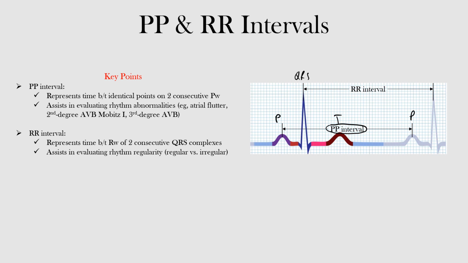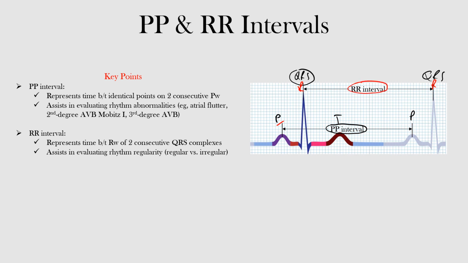Now the other interval here is the R to R interval, and this represents the time between R waves of two consecutive QRS complexes. So if you look here, we said we have our first QRS complex, and this is our next one, okay? And of those QRS complexes, this is our R wave. The first positive deflection after our P wave is an R wave. So between the R waves of both cycles, we call that the R to R interval.